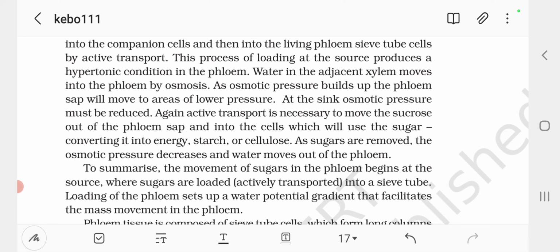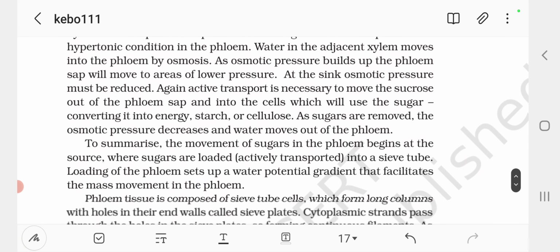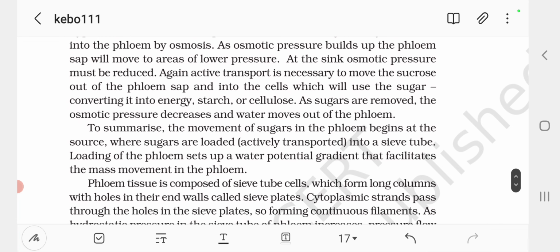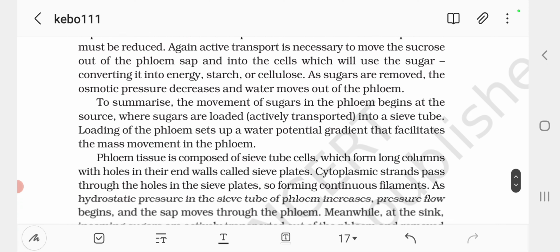This process of loading at the source produces a hypertonic condition in the phloem. Water in the adjacent xylem moves into the phloem by osmosis. As osmotic pressure builds up, the phloem sap will move to the areas of lower pressure. At the sink, osmotic pressure must be reduced. Again, active transport is necessary to move the sucrose out of the phloem sap into the cells which will use the sugar, converting it into energy, starch, or cellulose. As sugars are removed, the osmotic pressure decreases and water moves out of the phloem.